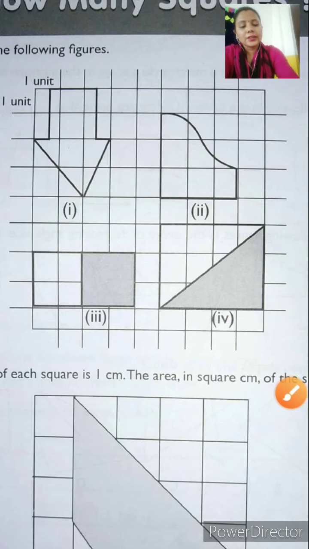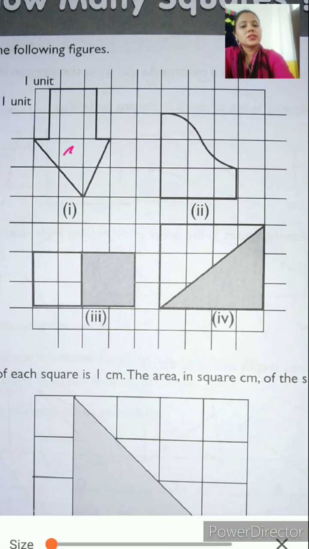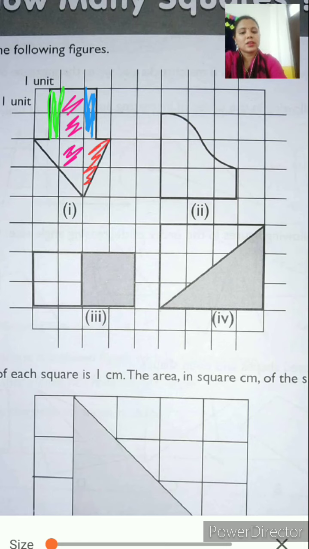Just check it again. This is your 1, 2, 3, 4 half and half, 5, 6, and 7. Half and half is 1, so total is 7. Okay, now come to the next question.